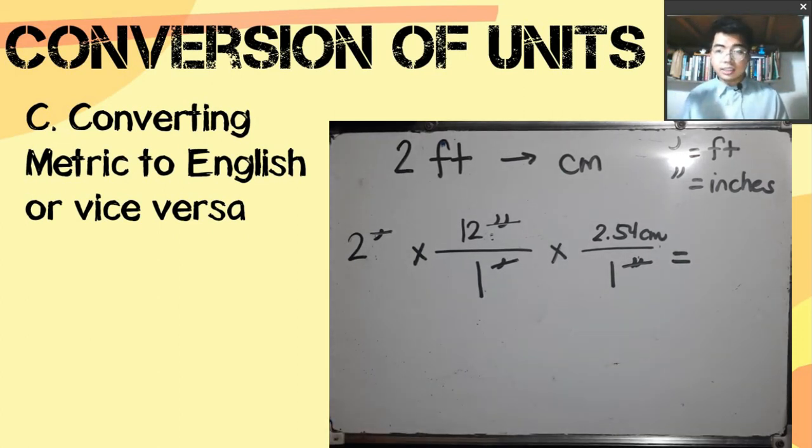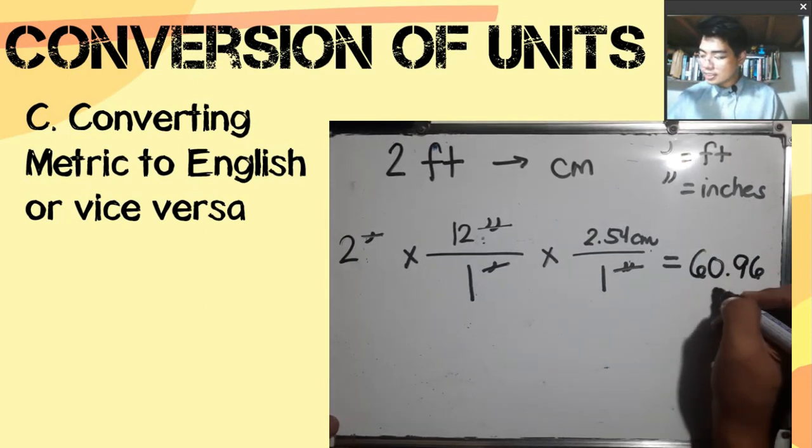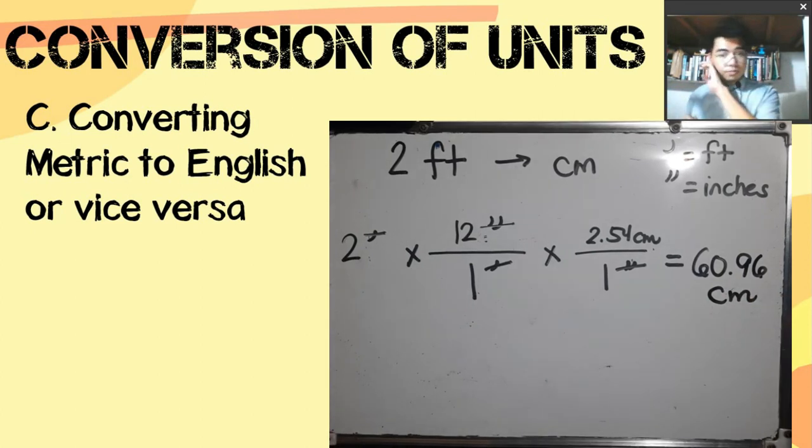So, the remaining unit here will be the centimeter. And our final answer would be equivalent to 60.96 centimeters. Okay, so that is actually how you're going to utilize your conversion factors, and at the same time, the table for conversion that is present on the last page of your module. Do not worry. I am also going to provide a copy of this conversion unit on our Google Classroom. Just consult it properly. Okay? So, there. Basically, that is how we are going to convert different units.